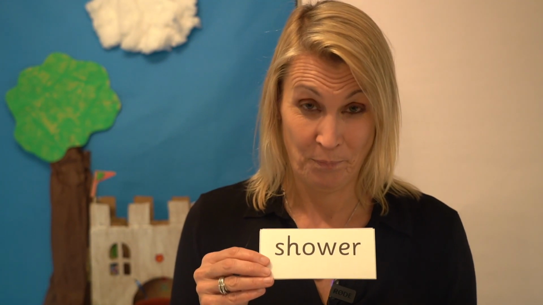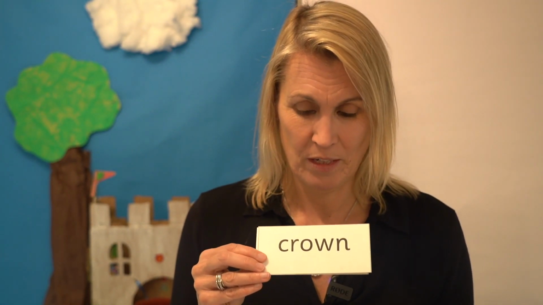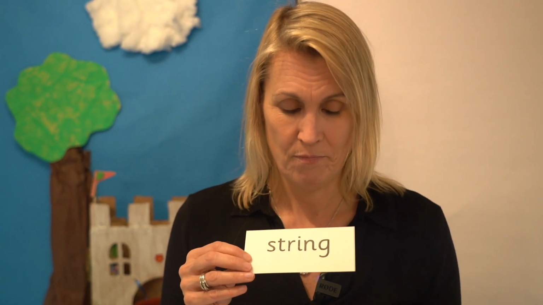Let's see how speedy we can be. Shape, shower, crown, string. Excellent reading. Now let's sound talk some words with the phonemes ow, and oi. Copy me. Say the sounds and then see if you can blend the sounds to say the word. G, r, ow, n, d.